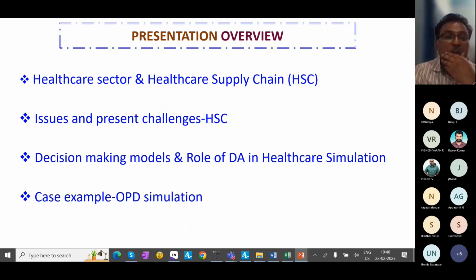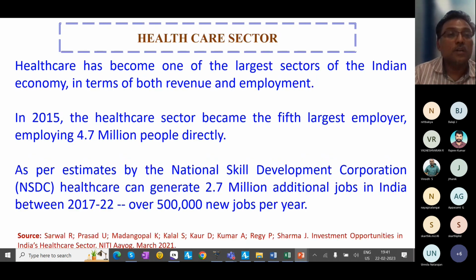And one of my research scholars and PG students, a team of students, have developed a simulation model for a multi-specialty ophthalmic hospital in Tiruchirappalli. So I'm going to share that model and the research insights with you. And then I will present some other concepts relevant to healthcare supply chain, and I will conclude my talk.